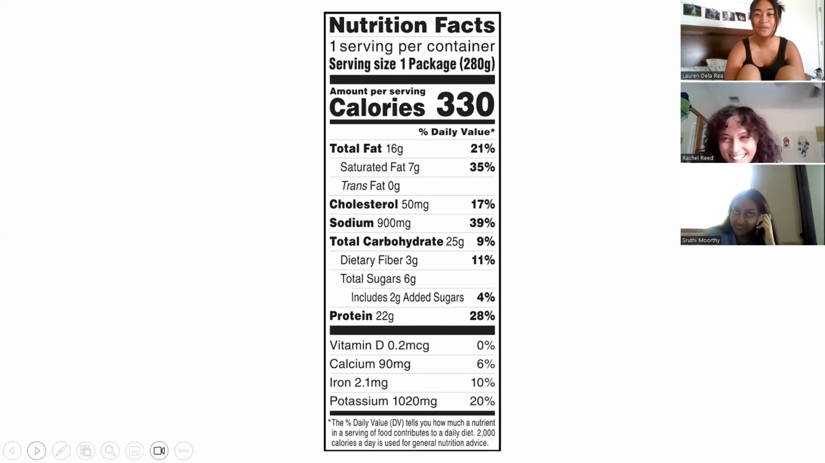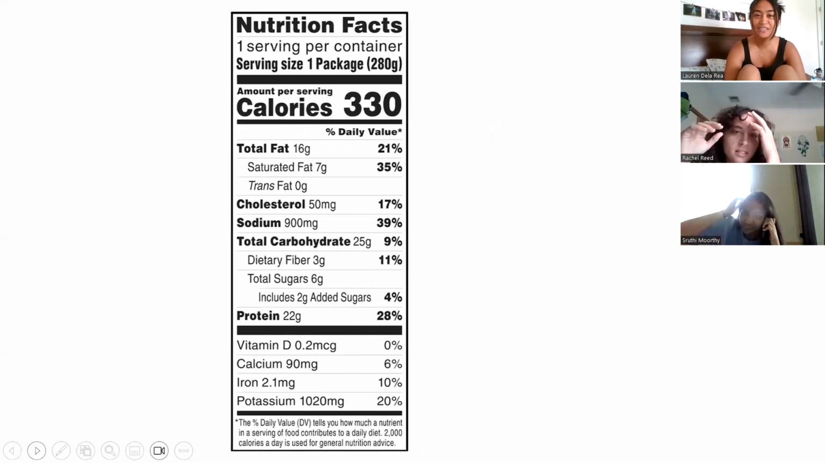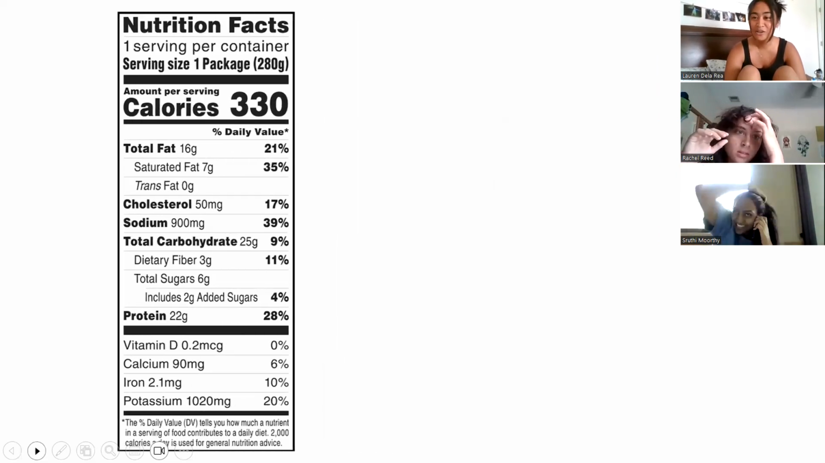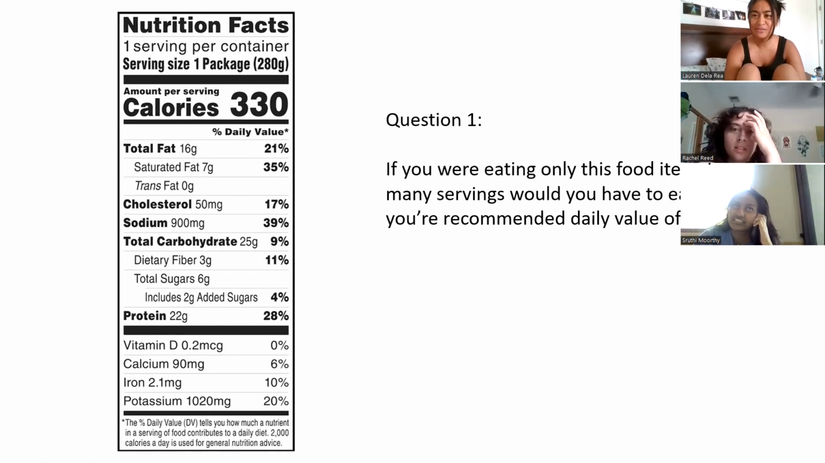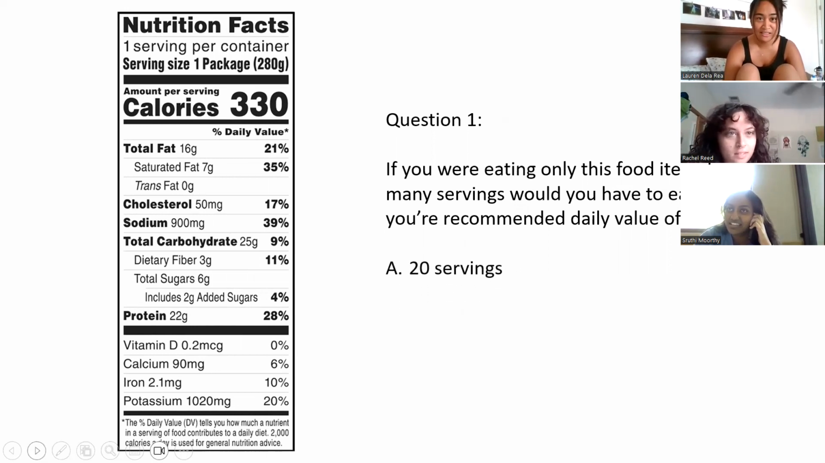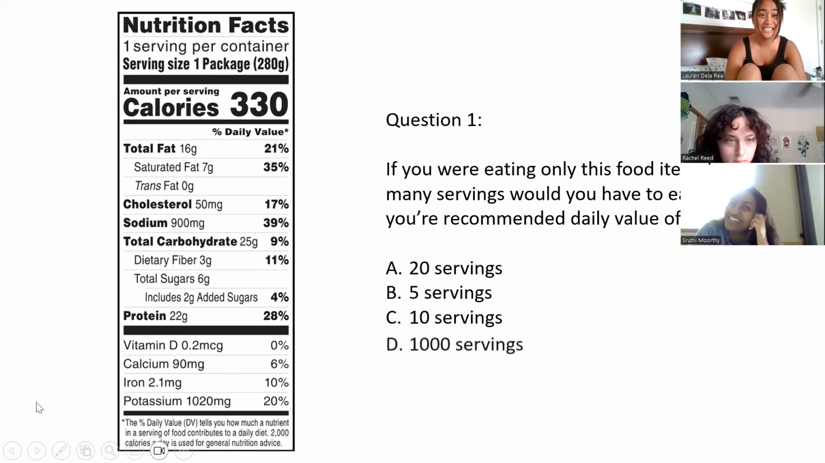Okay, now we're going to go to our question portion. I'm just going to ask you a few questions. So for this package, question number one. If you were eating only this food item, how many servings would you have to eat to fulfill your recommended daily value of iron? Is it A, 20 servings? B, 5 servings? C, 10 servings? Or D, 1,000 servings?